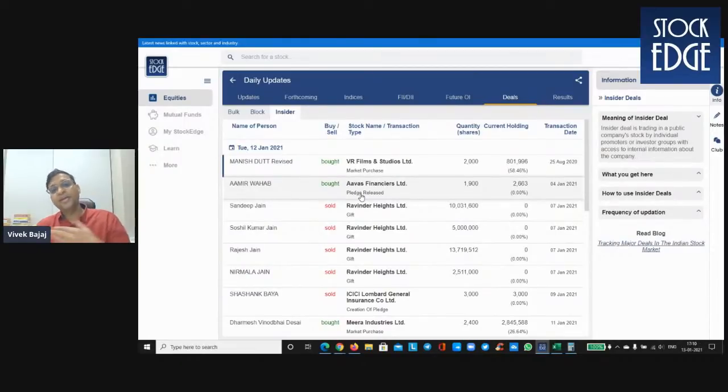Pledge release is when an insider is pledging the shareholding, whatever number of shares the person has. If the insider is giving that share as a pledge or as collateral for any personal loan or any other kind of loan, now that has to be informed to the exchange. So pledge release is when the insider has released the number of shares and made the loan payment. Okay. So for example, Mr. Amir Wahab, he has bought Awas Financials Limited. Bought means he has done a pledge release. See, it is mentioned here. How many shares? 20.